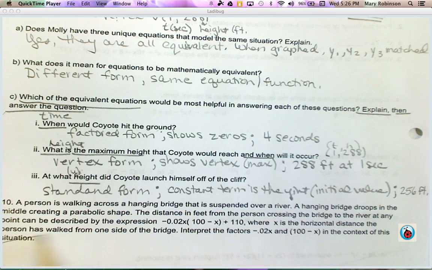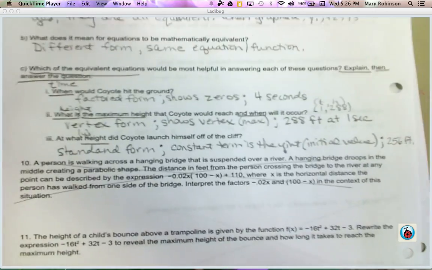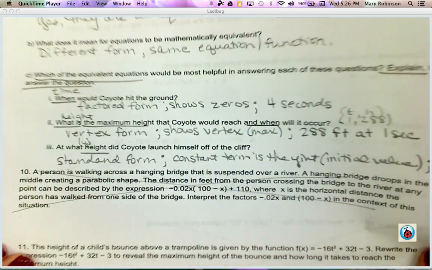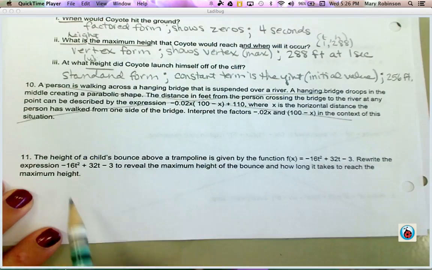I can go ahead and tell you that I'm going to omit number 10 from the test, so you all will be able to finish in time. So we'll skip 10 for now. Let's move on to 11.